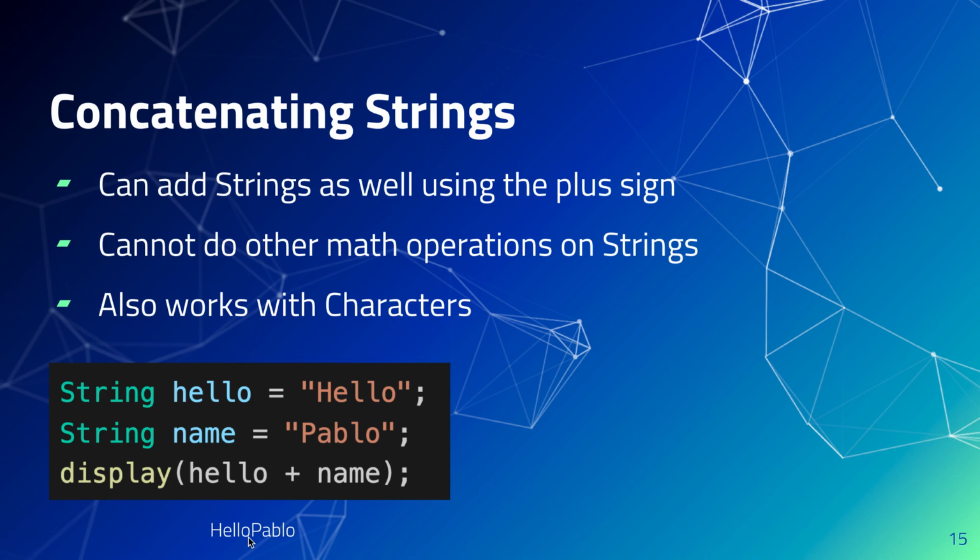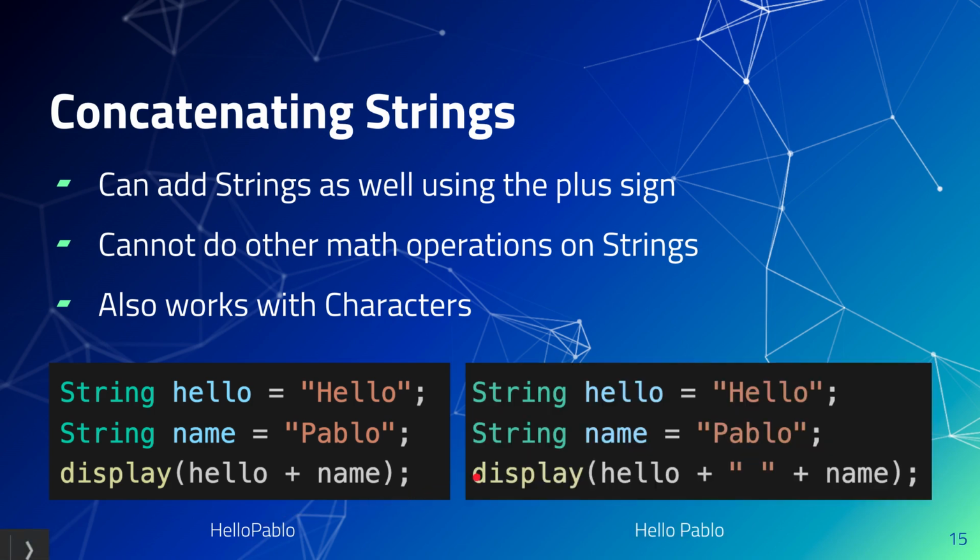We can easily fix that by having a third component in the display parentheses. It'll just be a simple space. Notice how we didn't need to create a variable for the space. We can just use the plus sign to connect hello to the direct quote, and then another plus sign to connect that to the name. We also could have added a space right here after the O and it would have accomplished the same thing. The same idea can be applied to characters and any other data type.